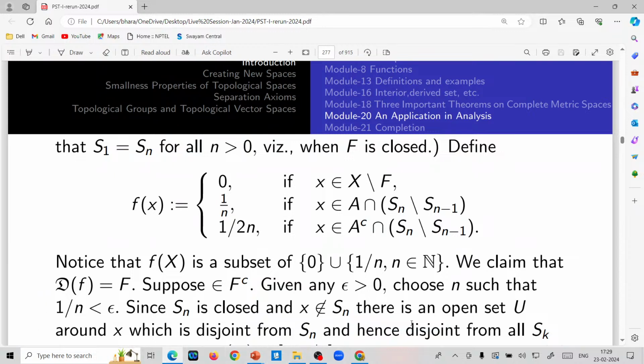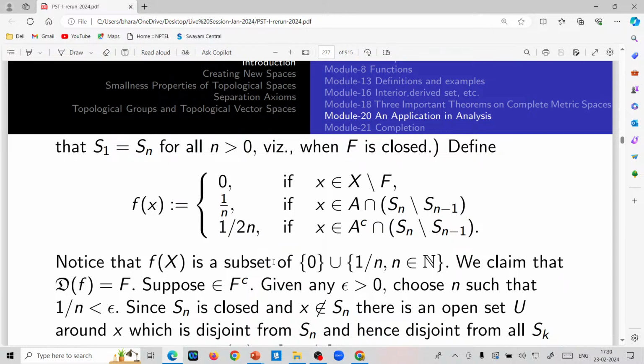Since Sn is closed and X is not in Fn, X is inside the complement of F. Anything outside a closed set lies in the complement, which is open, so there will be an open set U around X such that this U is disjoint from Sn. If it is disjoint from Sn, it is disjoint from all the Sn plus 1, Sn plus 2 and so on. Only S1 to Sn minus 1 it may intersect.